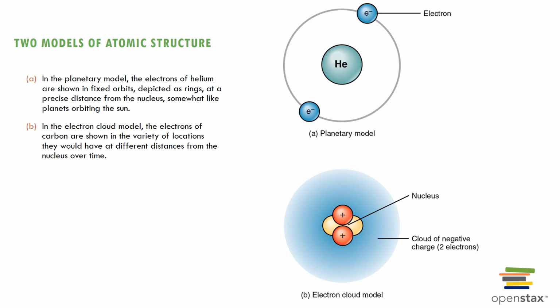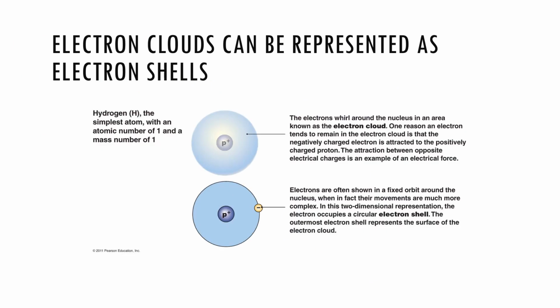Here are two models representing atomic structure. We have the planetary model and the electron cloud model. And the electron clouds can be represented as electron shells. You may have learned about the various electron shells and how the electrons pair up with one another in the various electron shells, depending on how many electrons can be held in each shell. The electrons are very important in understanding chemistry and the chemical reactions that occur in the human body, because it's the electrons that will participate in those chemical reactions.